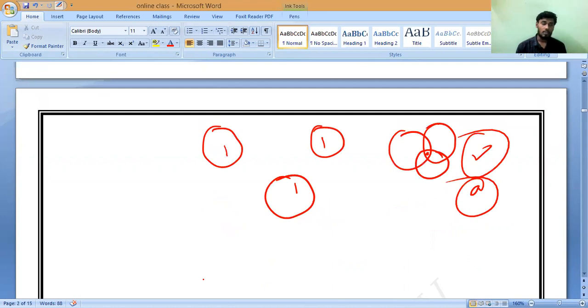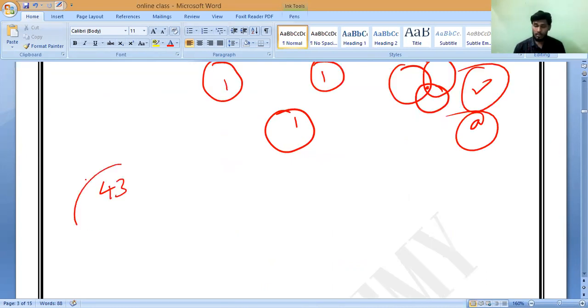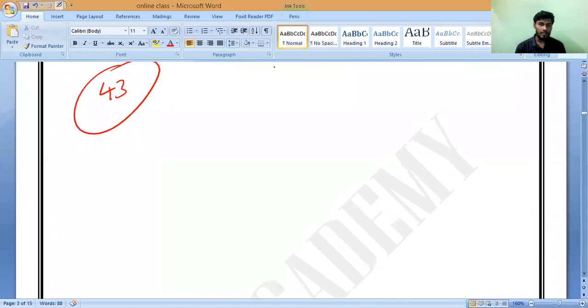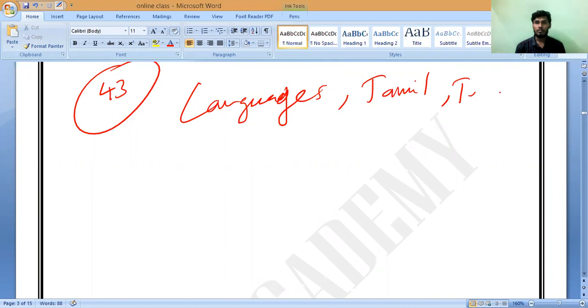Now see question 43. Tamil, Telugu, languages. We are in Tamil Nadu, correct? Options also I will give you: A, B, D, and none of this. So what are the options? A, B, D, and the option I am giving you is none.